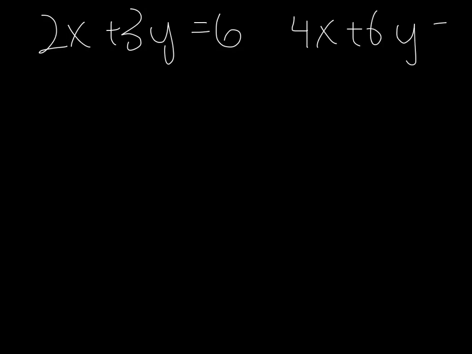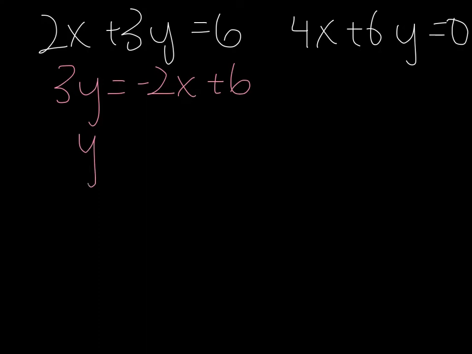So say that you're given these 2 equations: 2x plus 3y equals 6 and 4x plus 6y equals 0. And you were told to prove that these 2 lines are indeed parallel. So, like the theorem says, they have to have slopes that are the same, but they also have to have different y-intercepts. So, if we change this into slope-intercept form so that we can see the slope and the intercept easier, this side would turn into 3y equals negative 2x plus 6. Divide both sides by 3, y equals negative 2/3 x plus 2.